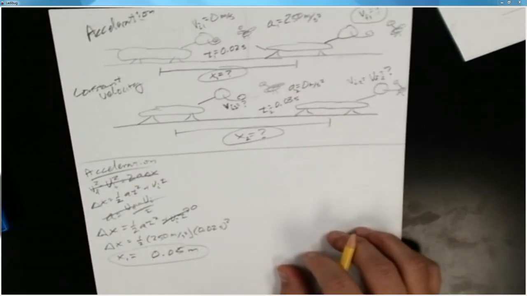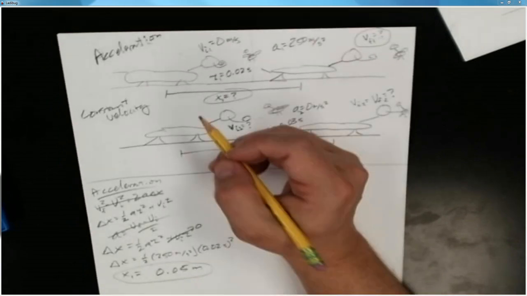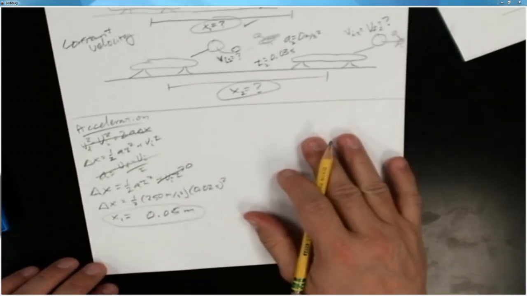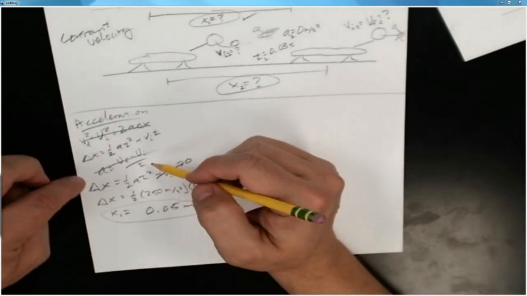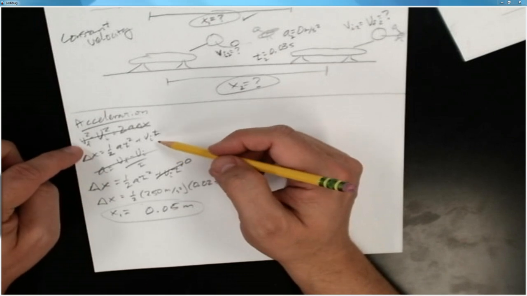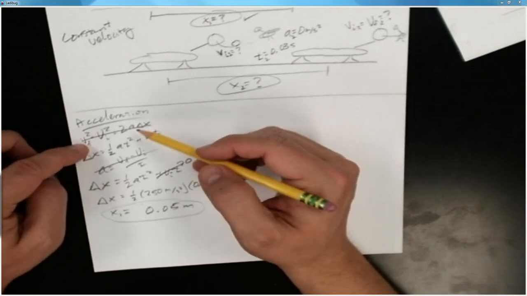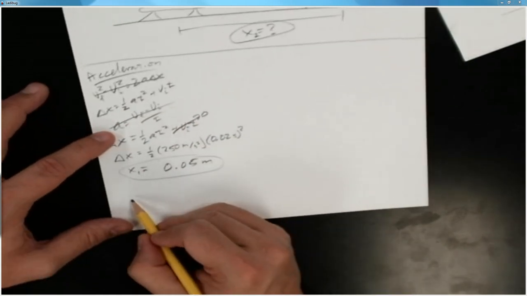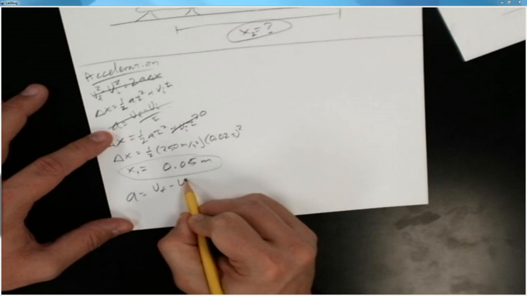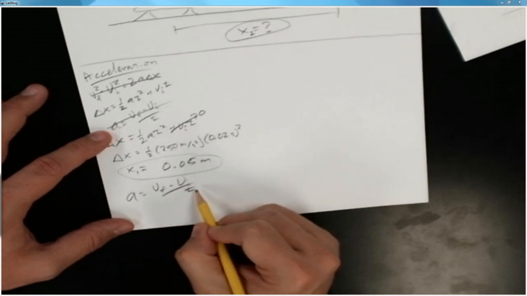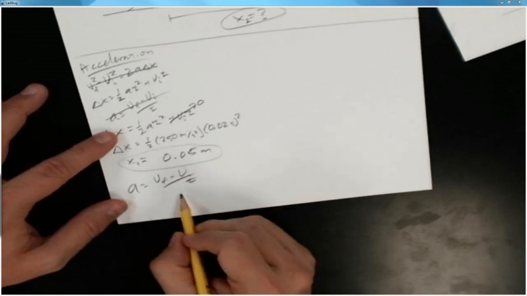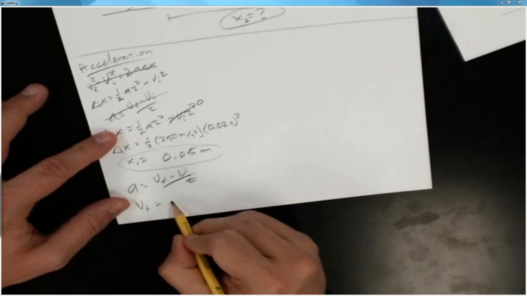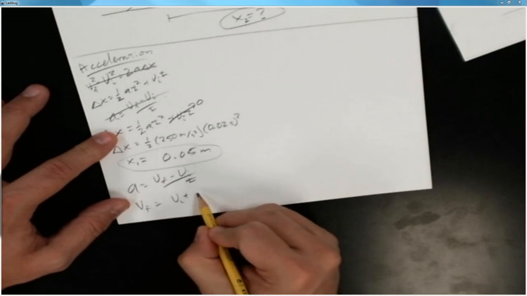Okay. I found that. Good. Done. Now to find this, looking back up at the equations I got rid of, this has VF in it, and this has VF in it. I can do either one. I'm going to choose this one because it's nice and simple. So A is equal to VF minus VI over T. If you rearrange it using algebra, you're going to get VF is equal to VI plus AT.